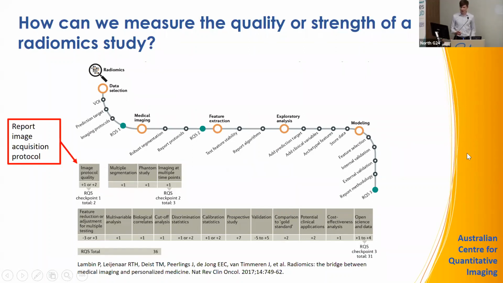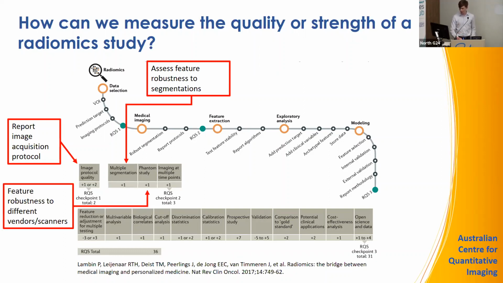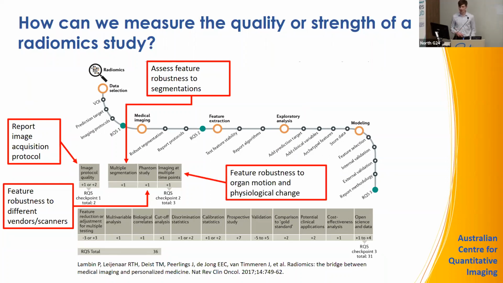So again, as I mentioned earlier, report imaging acquisition protocols, report everything, and we go on to assessing feature robustness. So multiple segmentations. A phantom study can be used to assess feature robustness across different vendors or scanners, and you look at imaging at multiple time points using a test-retest data set, and that will assess feature robustness to organ motion and physiological change. So you can see how these three points are used as basically filters to give you the most robust, reproducible features before you do this predictive modeling step, which I won't go into detail.